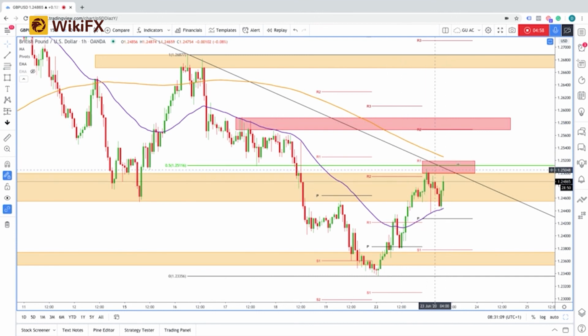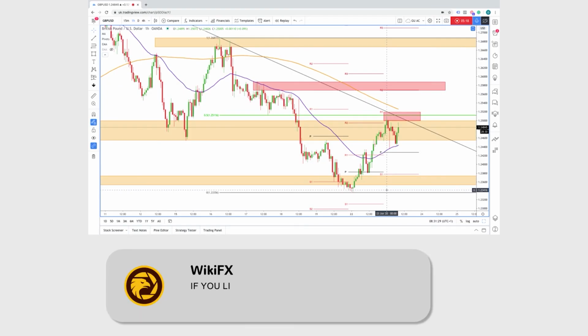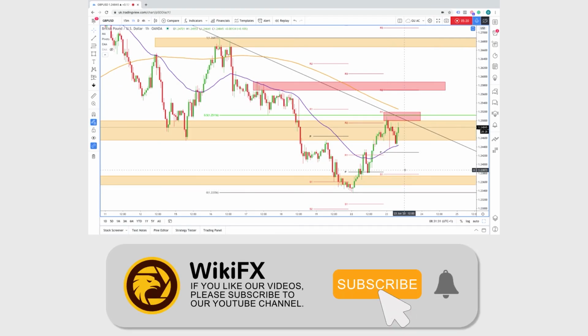So that's going to be my outlook for cable today, guys. I'm expecting potential sellers to step in at this level here. If sellers do step in, then the first support level will be around 124.46, followed by 123.81, followed by 123.41. We also have intraday pivot levels as well to look out for.